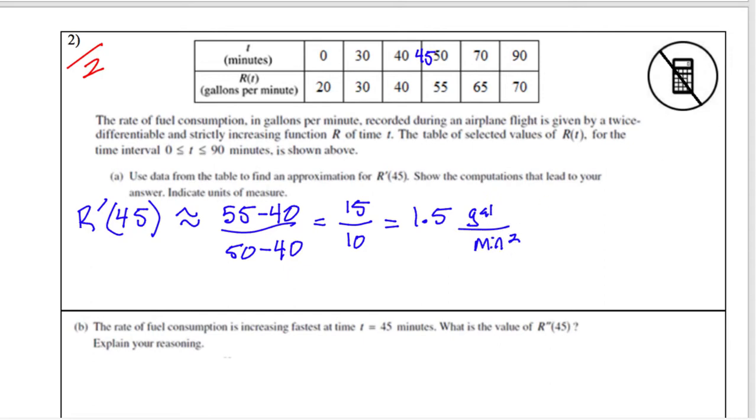All right, how to give yourself points. If you got all four of these numbers correct, that's 1 point. And if you got 1.5 gallons per minute squared, I'm including units as part of this, even though that's not normally how the AP graders do it, it's going to be plus 1.